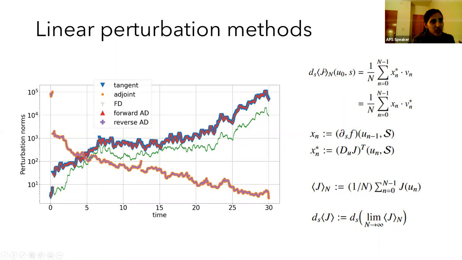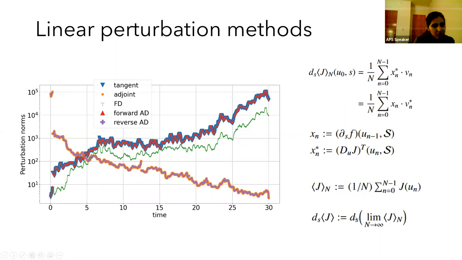So this is what is known as the tangent sensitivity, where Vn is the solution of a tangent equation and V star n is the solution of an adjoint equation, Xn is the parameter perturbation, and Xn star is the partial derivative of the objective with respect to the state. Now, this conventional tangent or adjoint sensitivity analysis does not quite produce the right sensitivities. In fact, the sensitivities it produces grow exponentially with n, and therefore the answer to switching the derivative inside the limit is infinity.